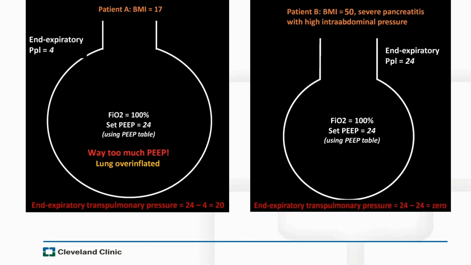So you see the drastically different lung stress these two patients are seeing with the same PEEP setting, based on how different their pleural pressures are. So again, just as in inspiration, where we do an inspiratory transpulmonary pressure, in expiration you can look at an expiratory transpulmonary pressure to determine more precisely the amount of stress the lungs are seeing.